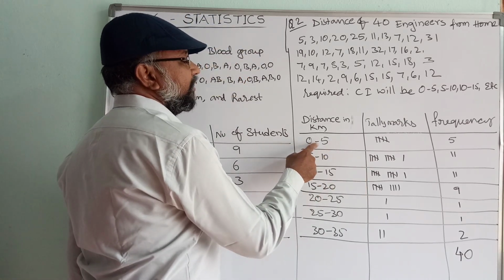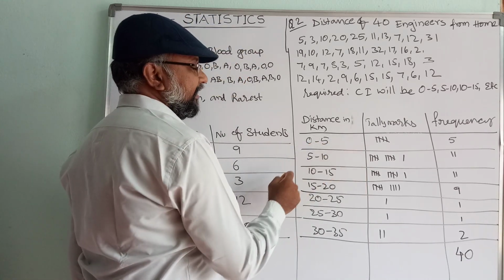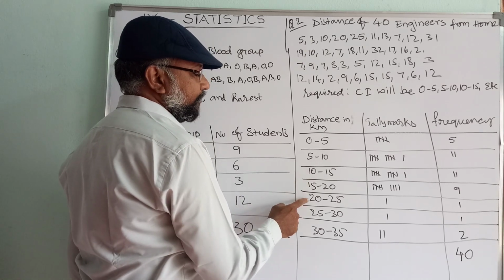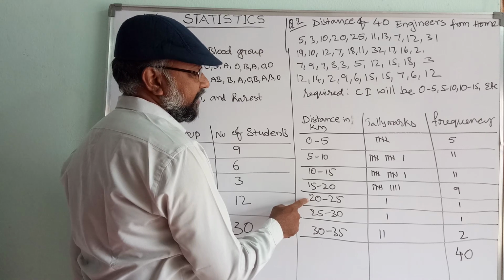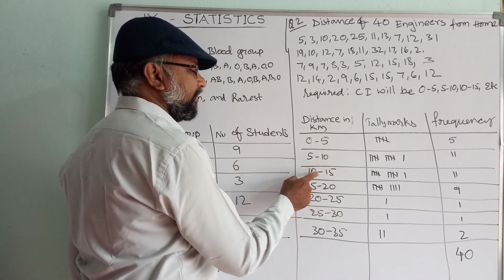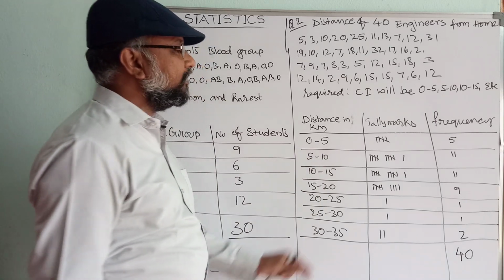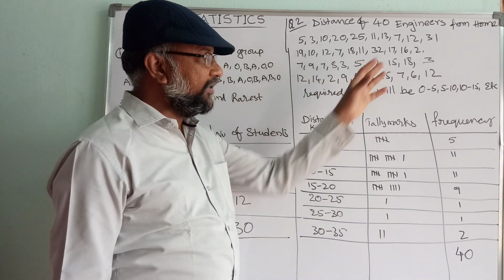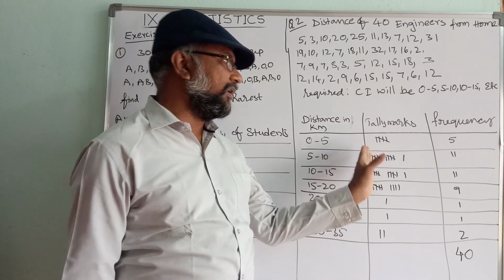So when 3 comes, you have to note it here, and when 10 comes, you have to note it here, and when 20 comes, you have to note it here, and when 25 comes, you have to note it here, and when 11 comes, you have to note it here. So likewise, if you mark them, complete all the 40, then count it.